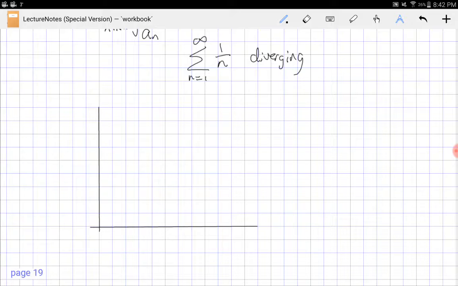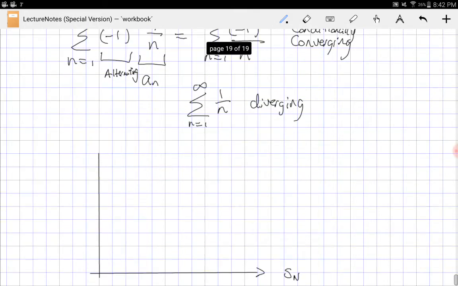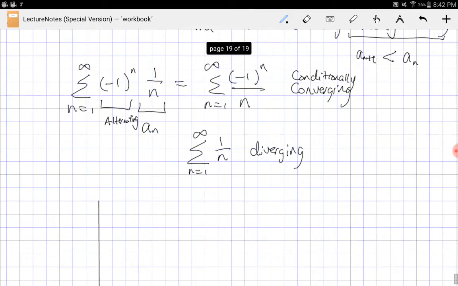So let us pretend that this is our number line, and this line is just to show different numbers. Let's pretend that our sums lie on this number line. And so when we have the first term, if we go back to our alternating harmonic series, we have 1 over 1.